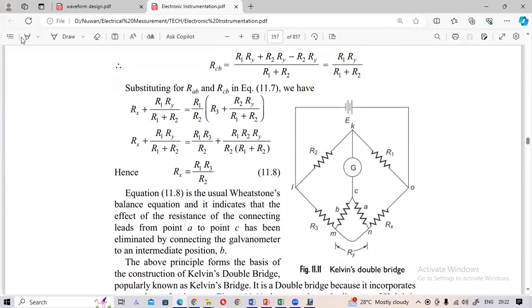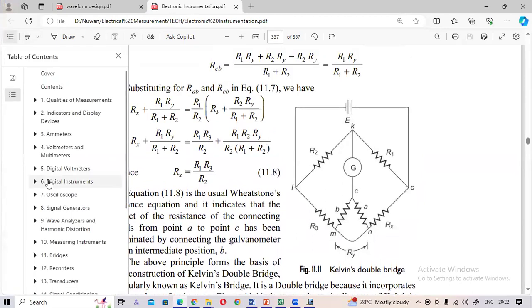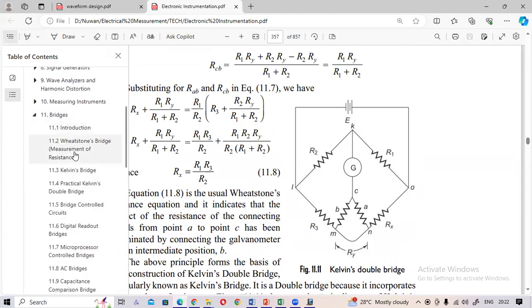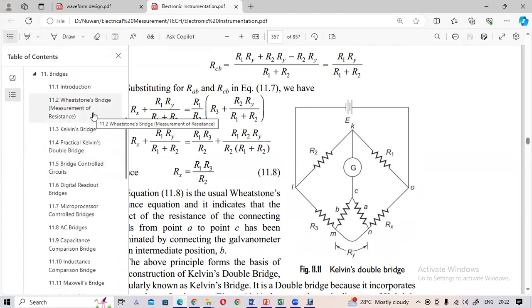Okay, this is the book, and the bridges are in the 11th chapter. We started from chapter 11. We have talked about the Wheatstone bridge. Try to do some examples here, one or two examples. I have already uploaded this book. So try to do the examples. If you have any problem, you can ask me.